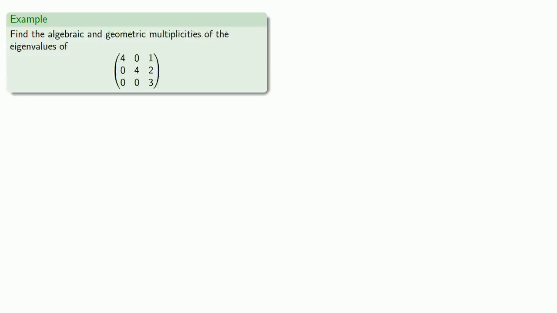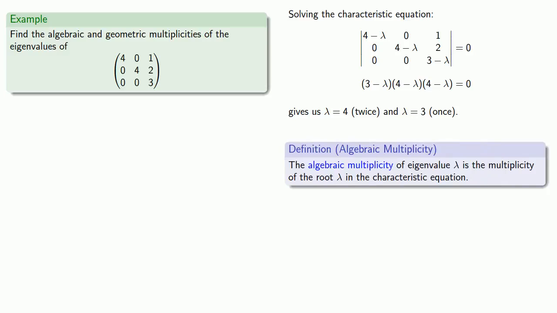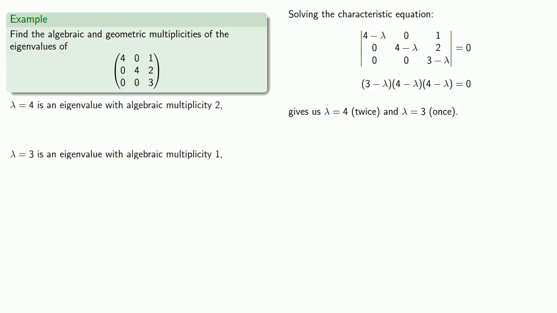Let's take a look at another example, and we'll find the algebraic and geometric multiplicities of the eigenvalues of this matrix. We'll set up and solve our characteristic equation, and the solutions are going to be lambda equals 4 twice and lambda equals 3 once. And so that means lambda equals 4 is an eigenvalue with algebraic multiplicity 2.